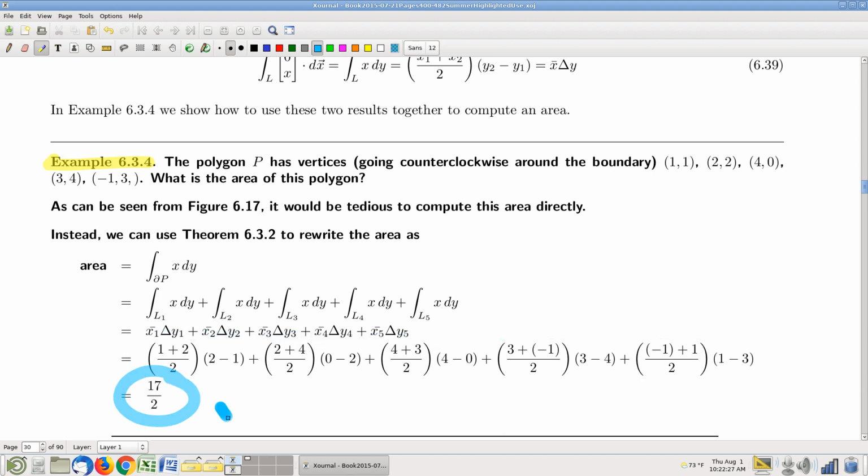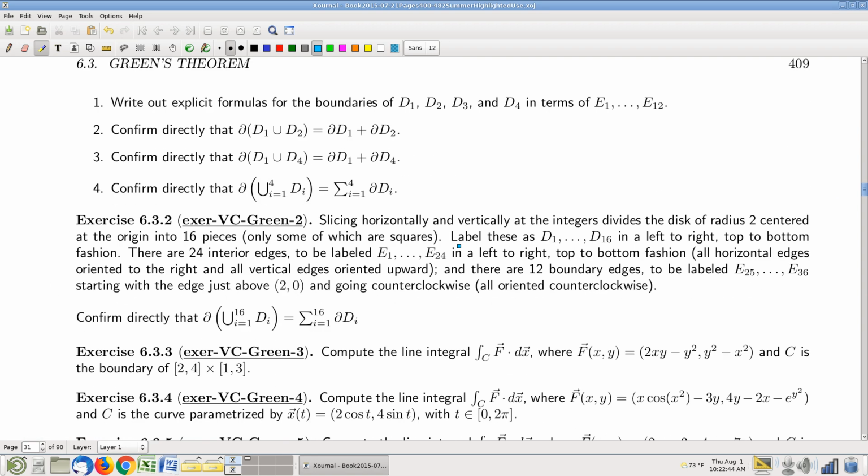It's 17/2. And I suggest that this beats the alternatives. Think about this from a high school geometry point of view. How would you compute that area? Nightmare. Not bad. Okay. So that's Green's theorem.